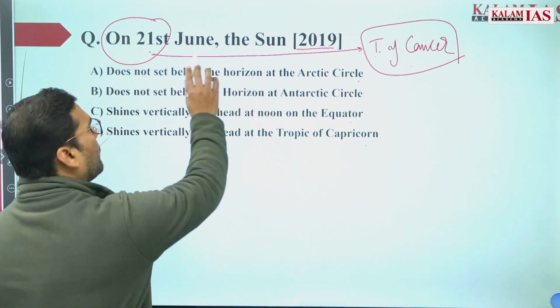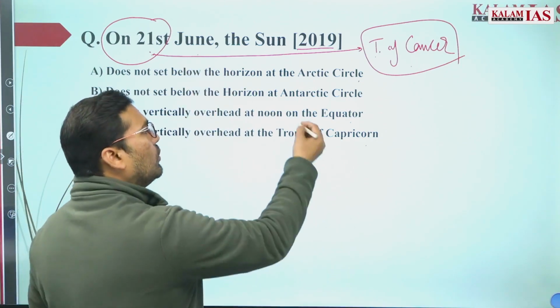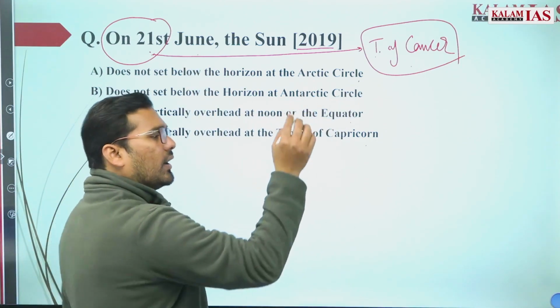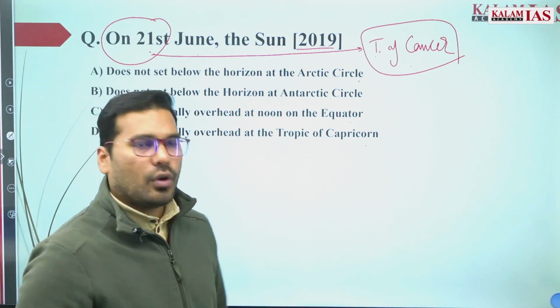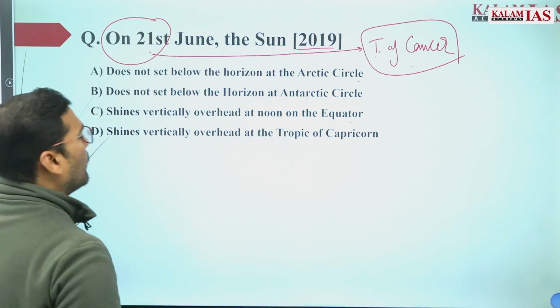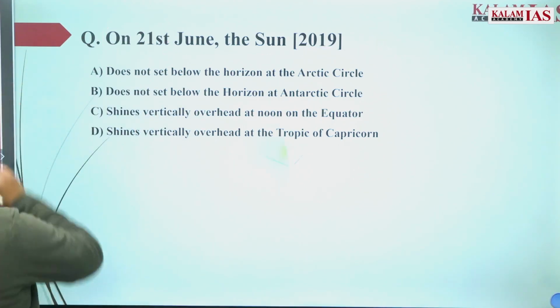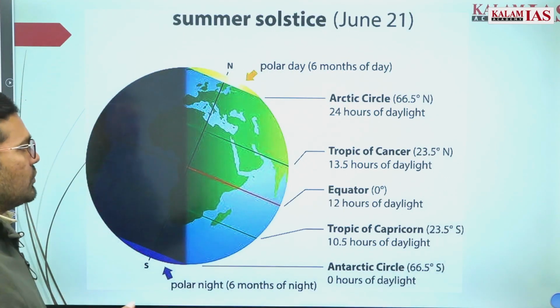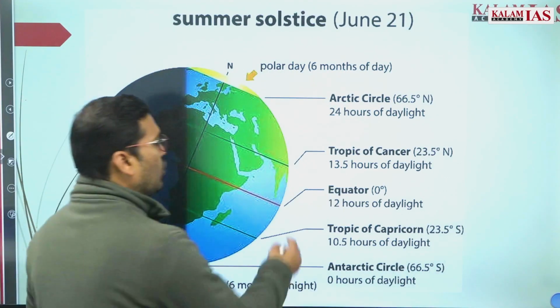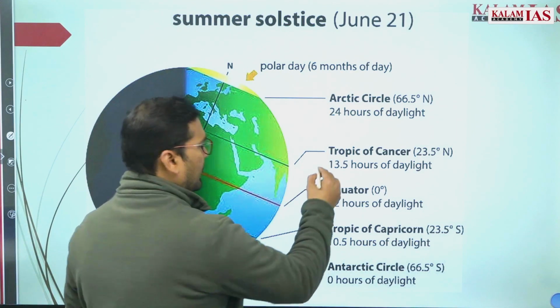Once you do it on the Tropic of Cancer, you will be able to do any question on the equator or Tropic of Capricorn as well. Okay. See what happens on 21st June. On 21st June, the sun is at the Tropic of Cancer, as I suggested here.